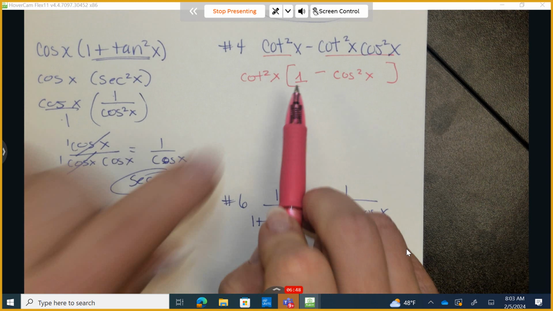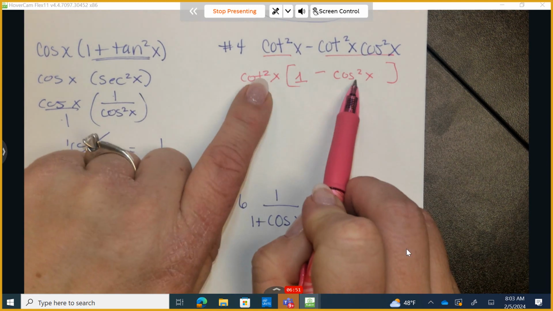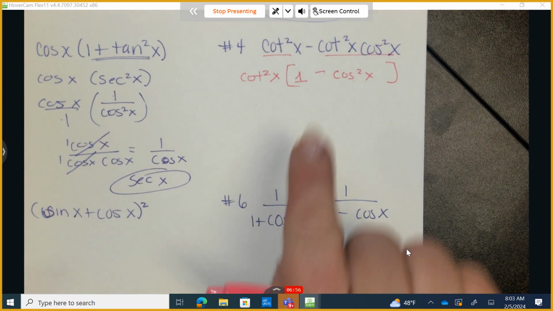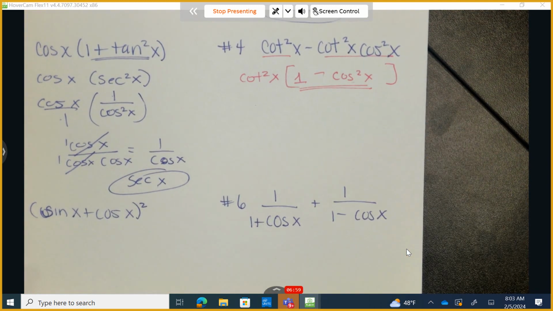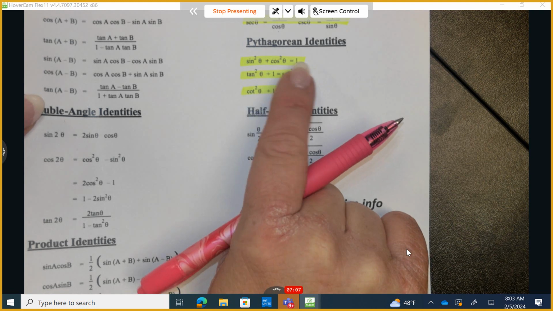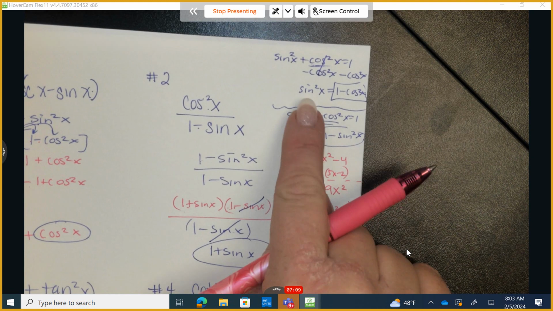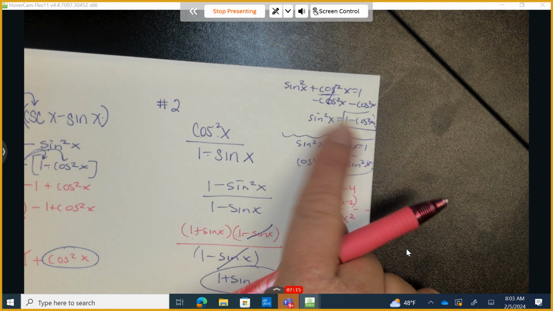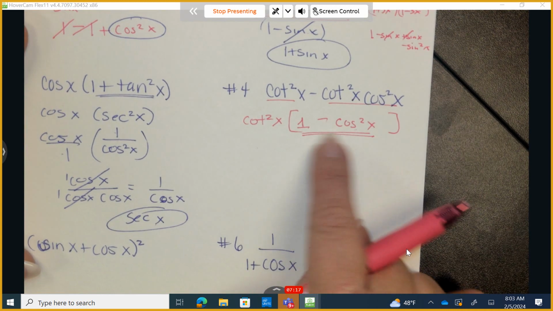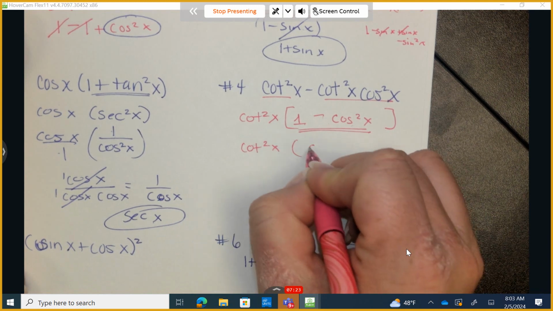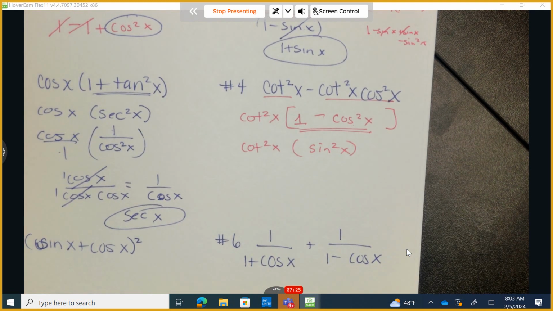And let's make sure I did this right. If we distribute, we get cotangent squared x. If we distribute, we get negative cotangent squared cosine squared. All right, so again, I see this, and I recognize I can look right up above. This comes from the most common trig identity. Sine squared plus cosine squared equals 1. So it comes from right here. See how I've already isolated sine squared? 1 minus cosine squared is equal to sine squared. I can replace this portion with sine squared. Cotangent squared x times sine squared x.